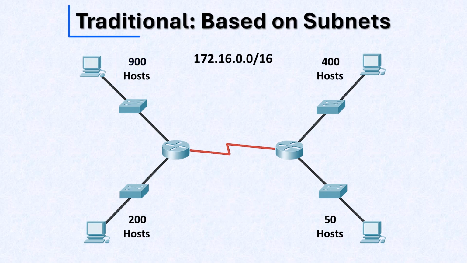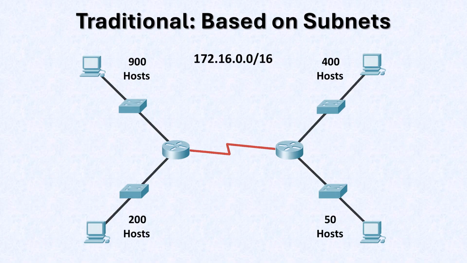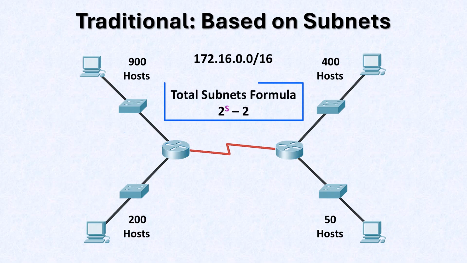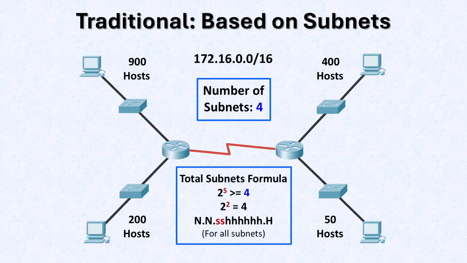If the requirements say to use traditional subnetting based on the number of subnets, and a topology is provided, count the number of subnets in the topology. With this topology, depending on the requirements, it could be 4 or 5 subnets. Then use the total subnets formula to determine the subnet address map. If a topology is not provided, the number of subnets would be specified in the requirements.